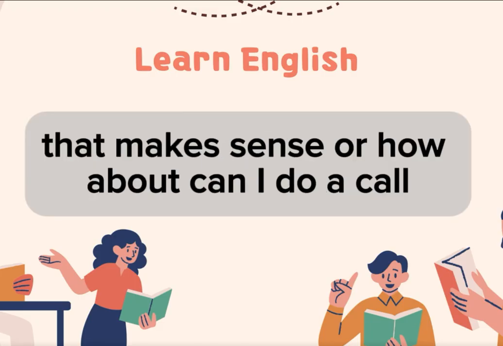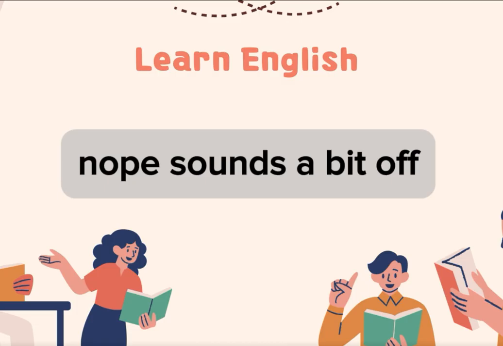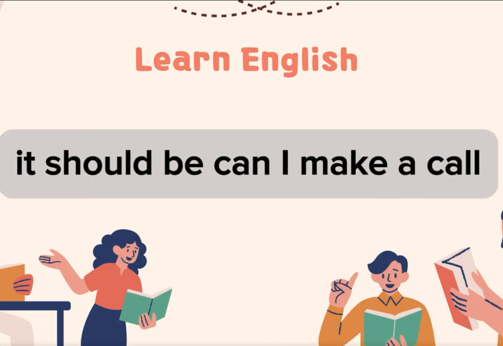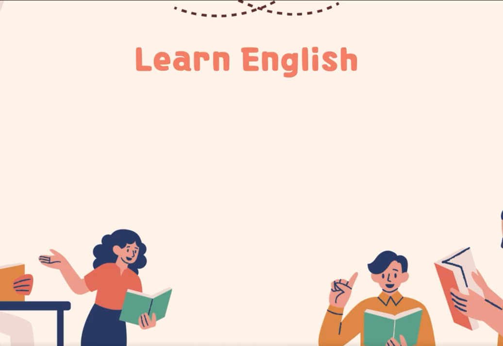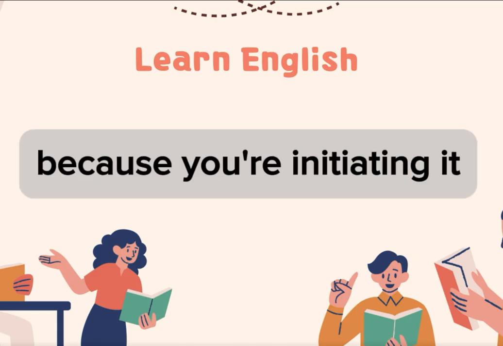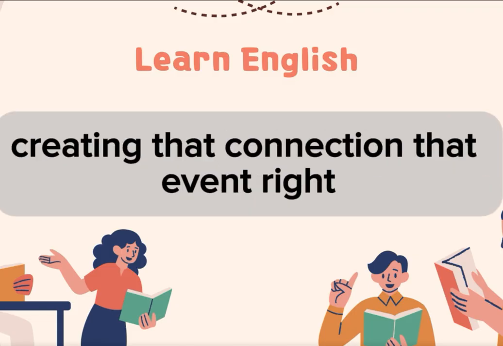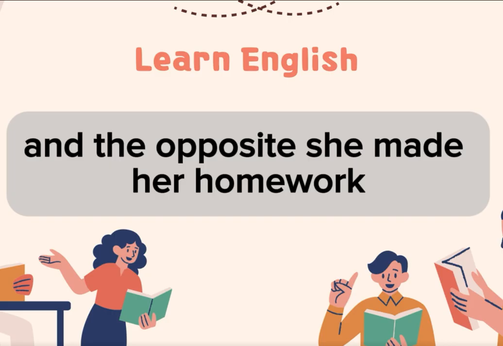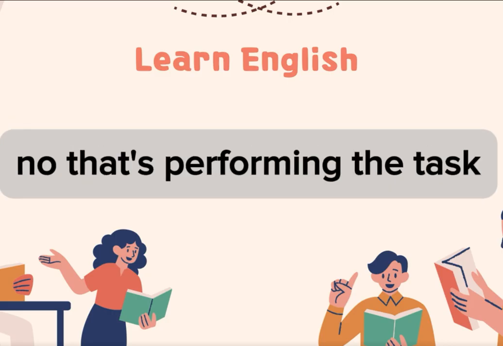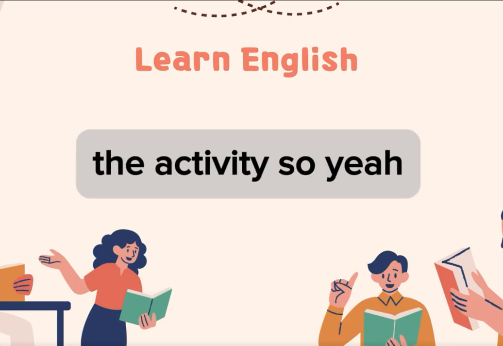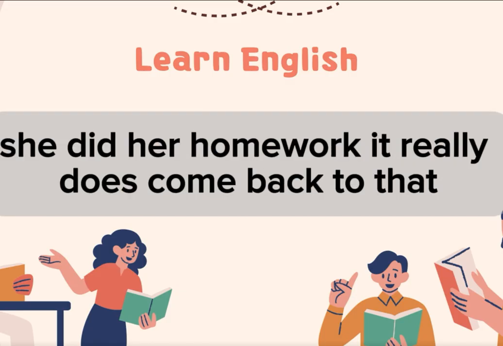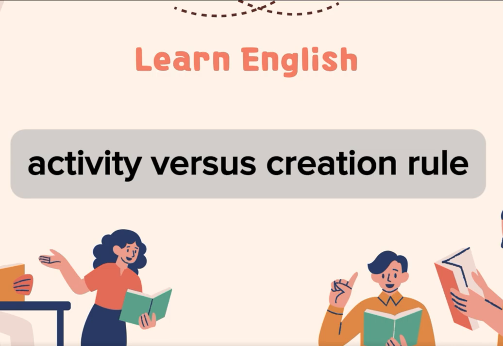Or how about, can I do a call? Nope. Sounds a bit off, doesn't it? Yeah. It should be, can I make a call? Because you're initiating it, creating that connection, that event. Right. And the opposite, she made her homework. No, that's performing the task, the activity. So it's, she did her homework. It really does come back to that activity versus creation rule.